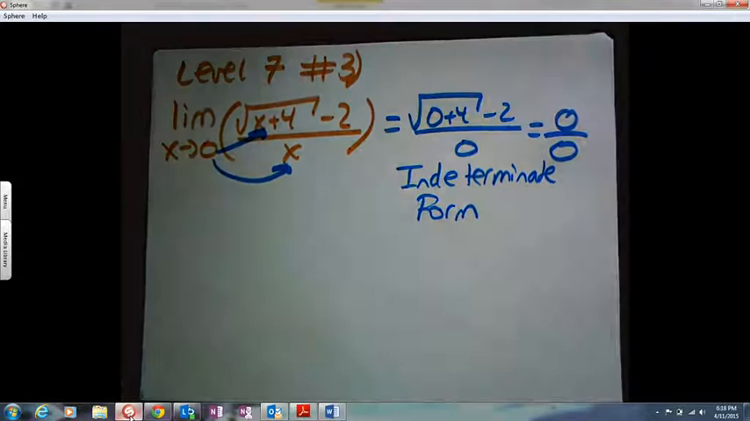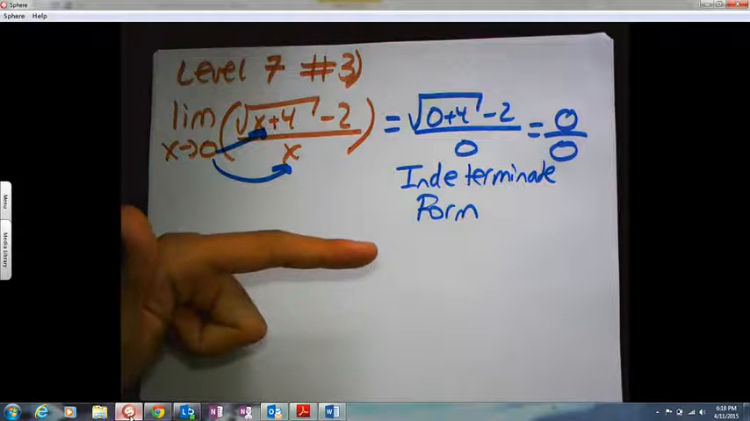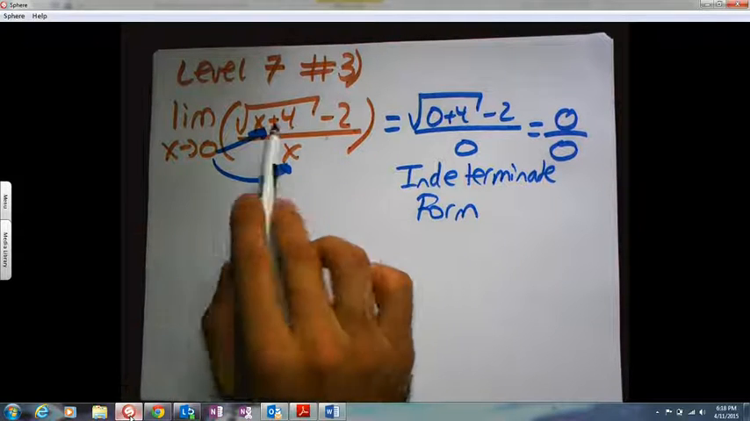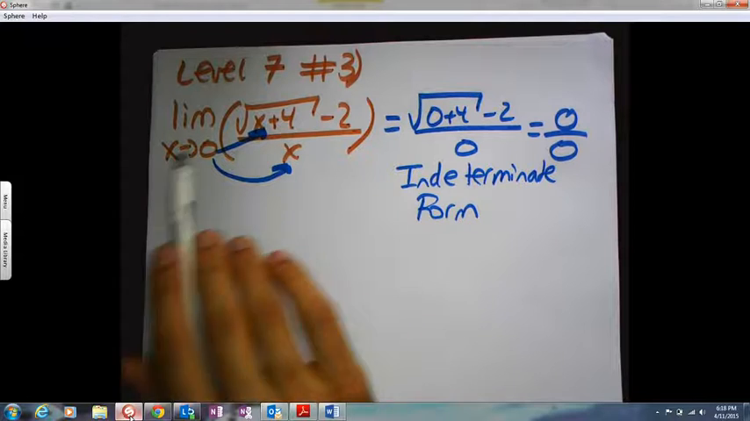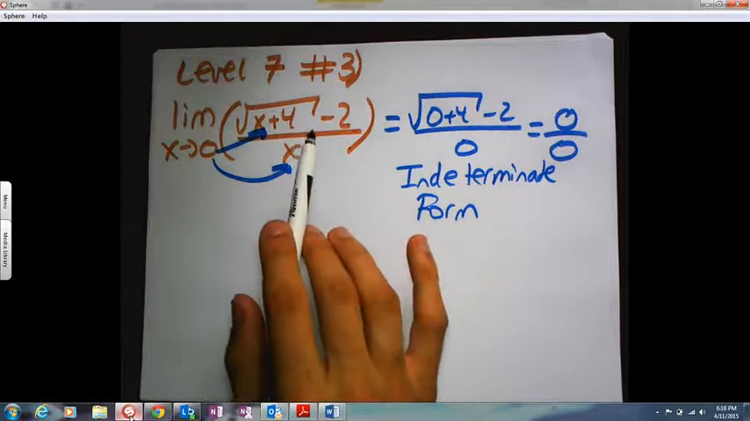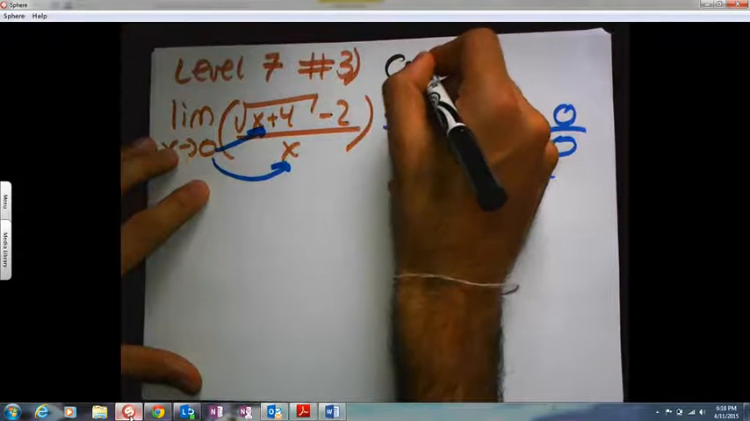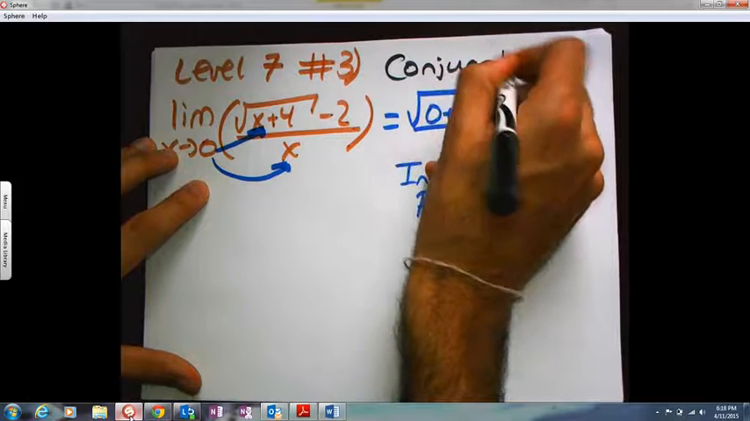Alright, so need to solve this using one of the 3 strategies. So factoring, conjugate, rewriting. Nothing to factor from the top, nothing to factor from the bottom. Factoring is out. Can't really rewrite this with combining fractions to getting a like denominator, so rewriting is out. So I'm going to try the conjugate strategy, and here's how I'm going to apply this.